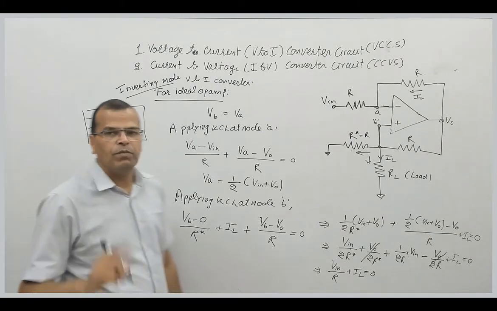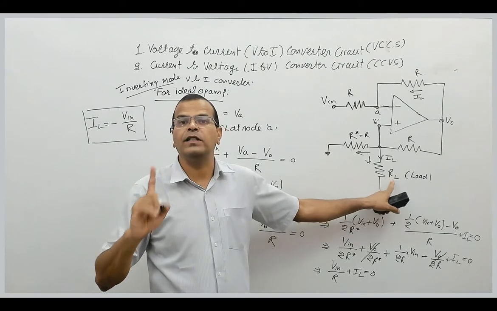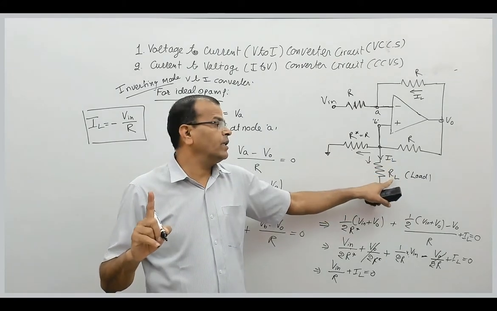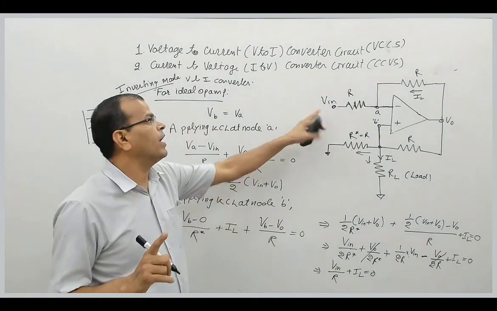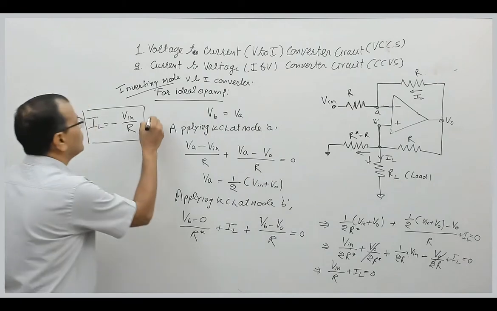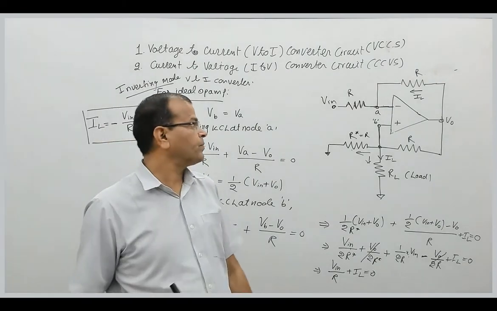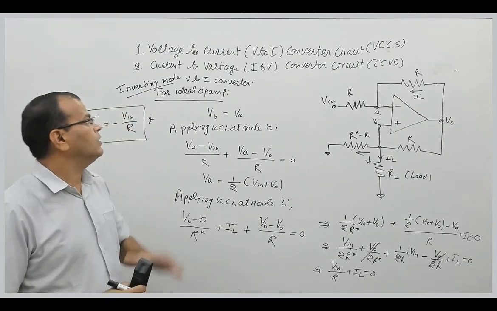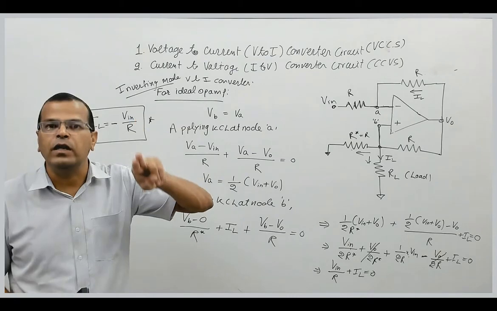My load current is independent of load resistance, but it is a function of input voltage. So that is why we call this circuit a V to I converter. This is your output, but in inverting mode. So this is your second circuit, the V to I converter in inverting mode.